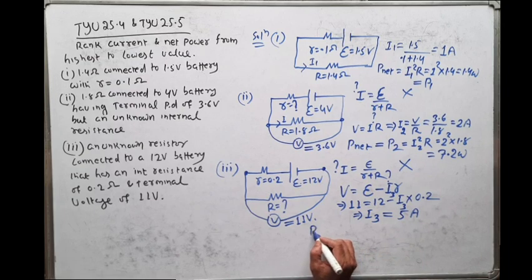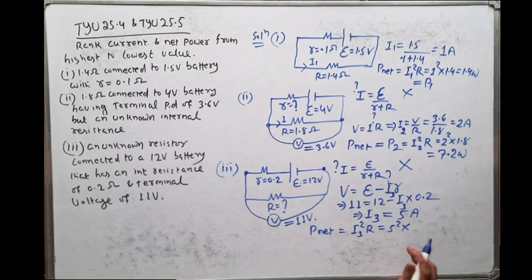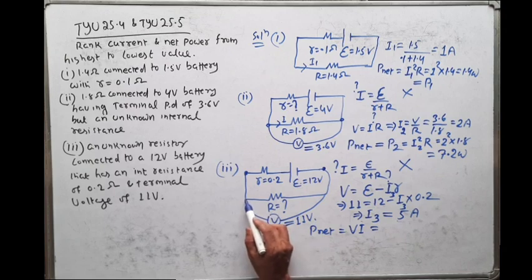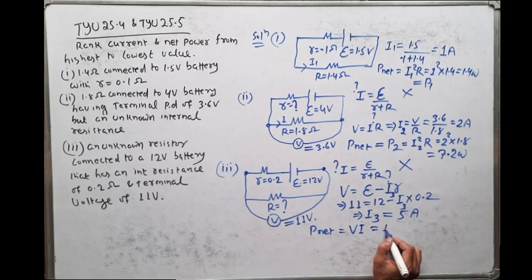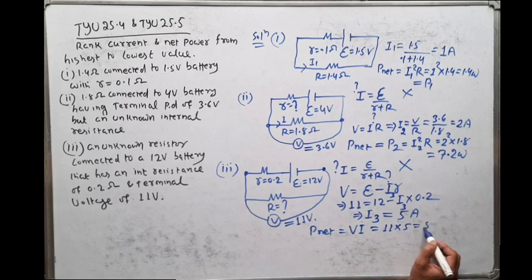Then what is the net output power? Net output power is equal to I square into R. I is 5 square into resistance. Of course, we don't know, we have not calculated resistance. So in that case, you can find net power is equal to V into I. So V is equal to voltage across this, which is given 11 into I. I is nothing but 5. So 55 watt.